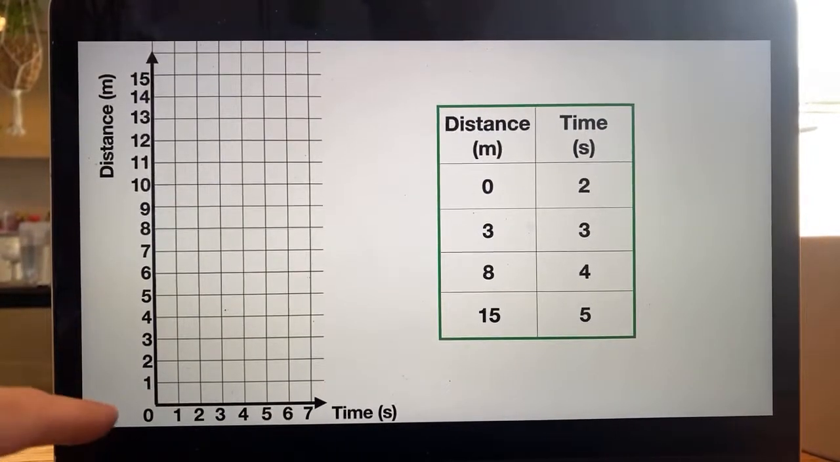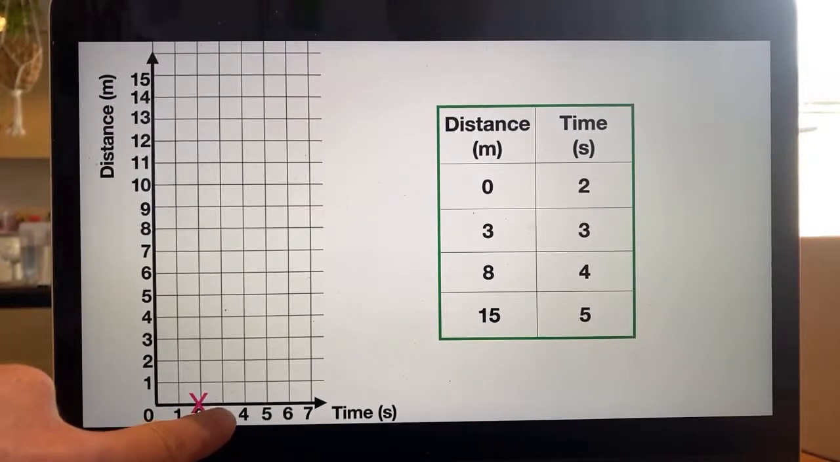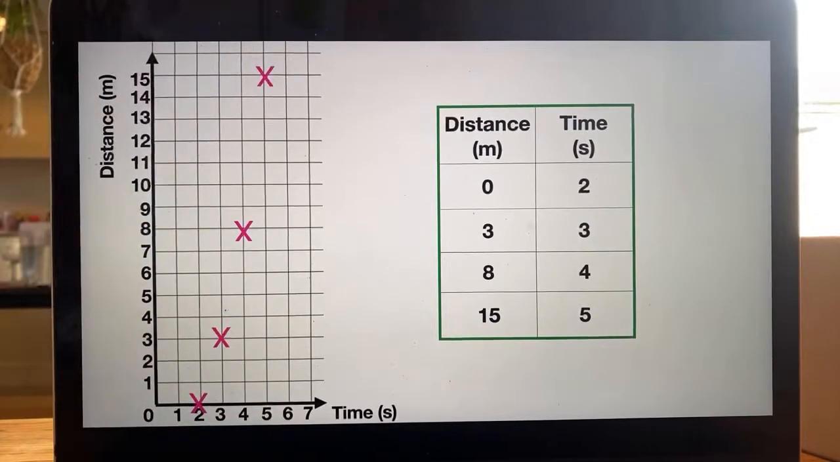Right, here we go. So on this one, distance is 0 and 2 seconds has gone by. So 2 seconds have gone by and this thing hasn't moved. And then 3 seconds go by and it's travelled 3 meters. And then 4 seconds go by and it's travelled 8 meters. And then in 5 seconds, suddenly it's gone 15 meters. So let's try and draw a line with our ruler through those points.